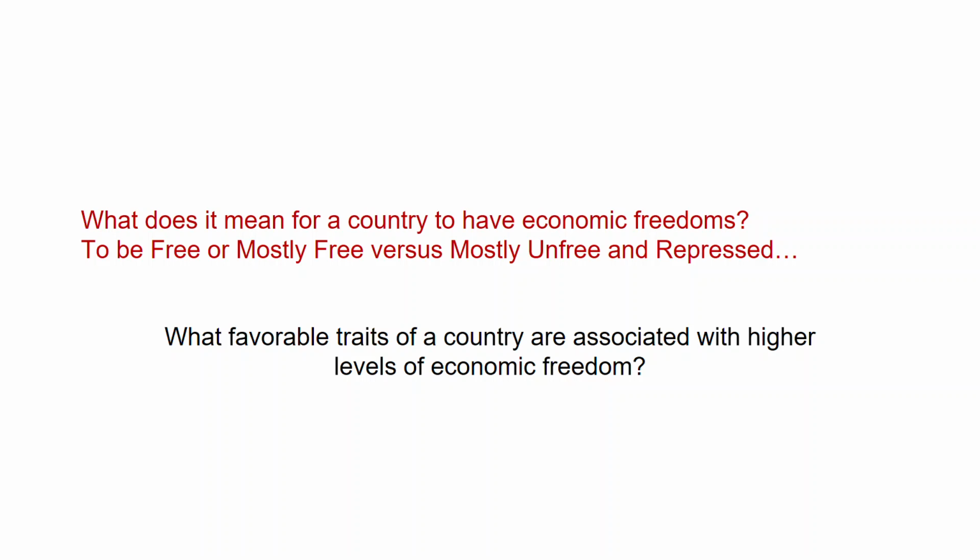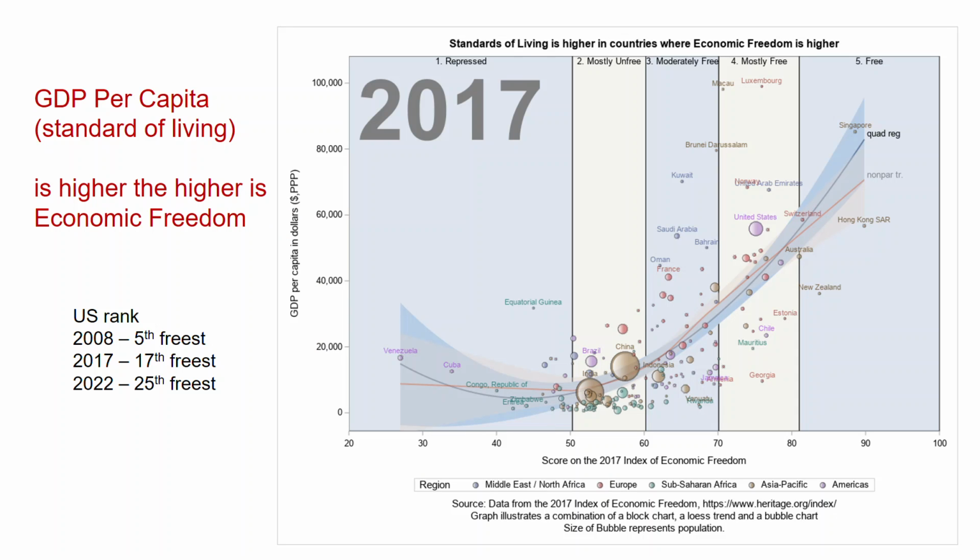Now, what does it mean for a country to have economic freedoms? I think what we're looking at here is associations. What favorable traits of a country are associated with higher levels of economic freedom? Well, the first one is that the standard of living is higher for countries with higher levels of economic freedom. Economic freedom goes left to right on the horizontal axis. Countries on that far side, you see Singapore and Hong Kong, New Zealand, Australia, they all tend to have higher levels of GDP per capita, our standard of living that we just talked about.